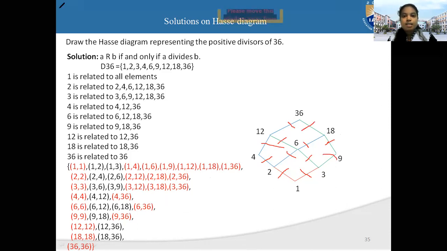Okay, this is the finalized diagram for the given relation. So first, how to remove the transitive relation: based on the definition of transitive relation, you have to remove that type of relations. Okay, this is one of the best examples for the Hasse diagram.